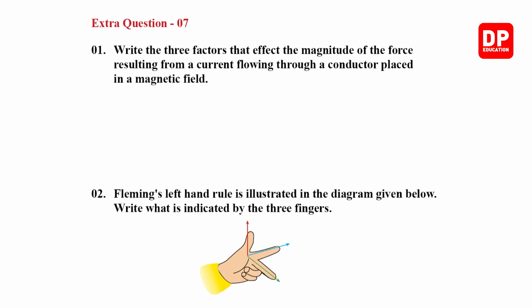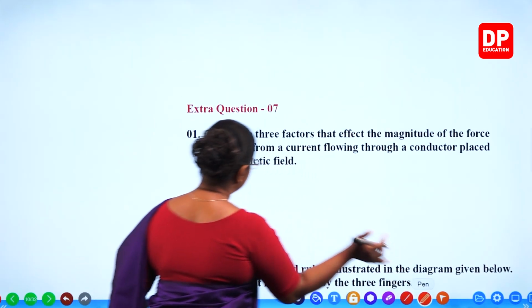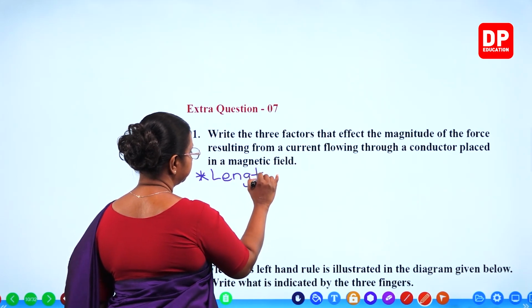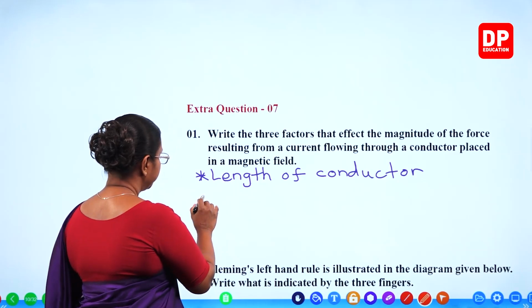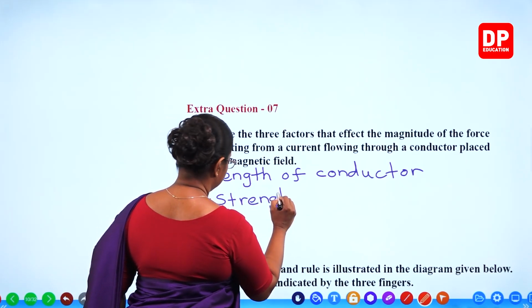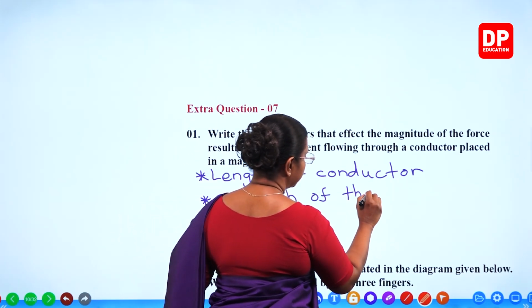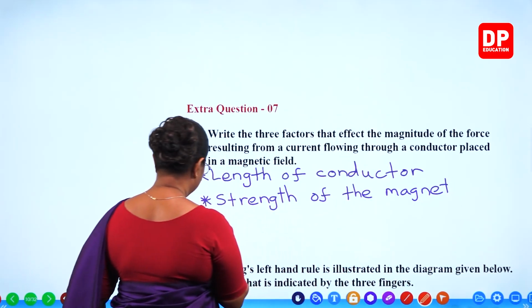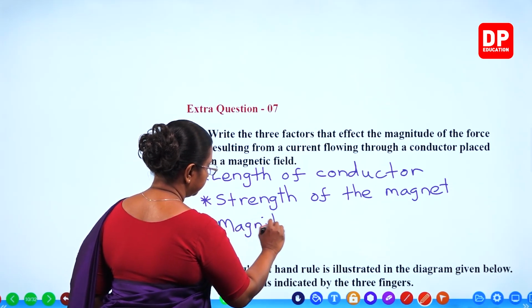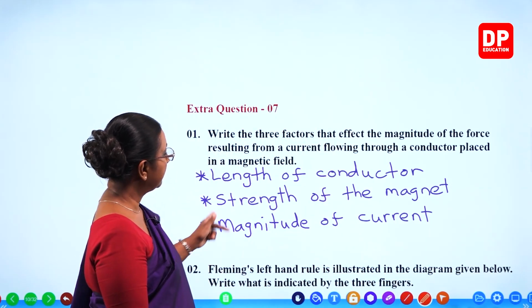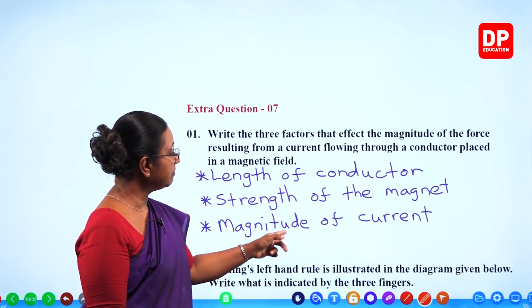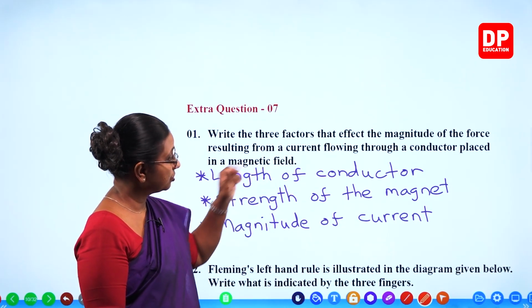Extra question 7. Write the 3 factors that affect the magnitude of the force resulting from a current flowing through a conductor placed in a magnetic field. We have already discussed this. You can remember one factor, length of the conductor, or if it is a coil, the number of turns in the coil, strength of the magnet, and the magnitude of current. The 3 factors: length of the conductor, strength of the magnet, magnitude of the current, and all these are directly proportional to the force.